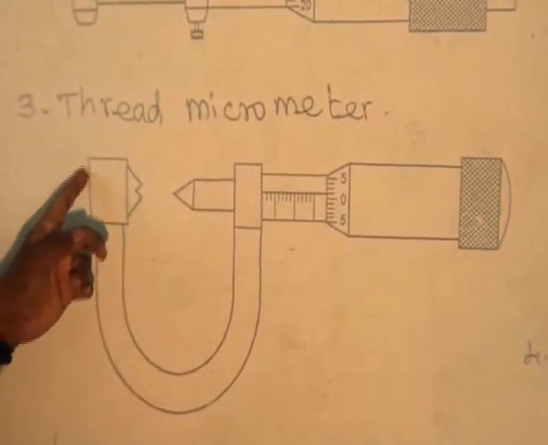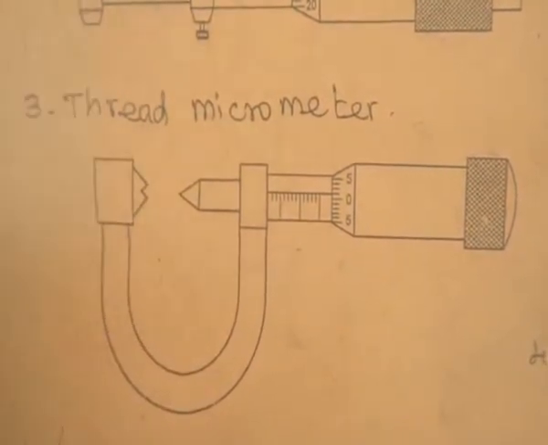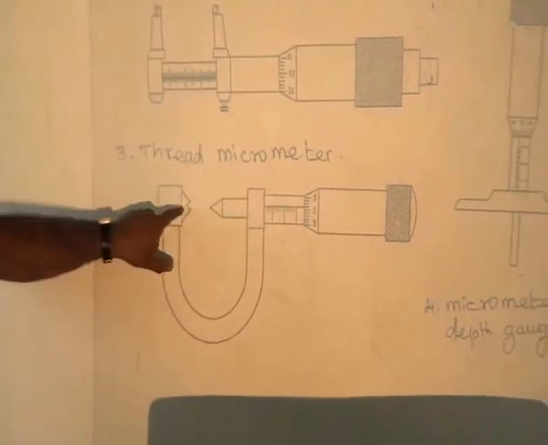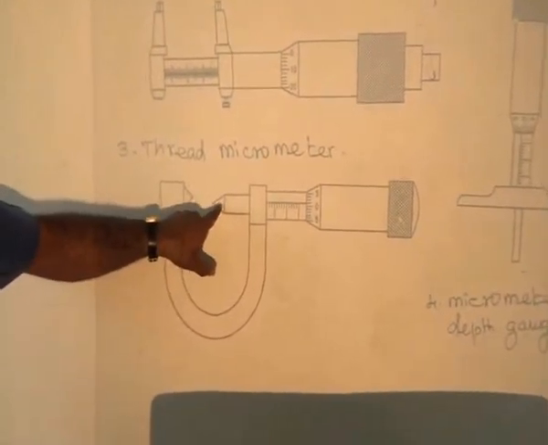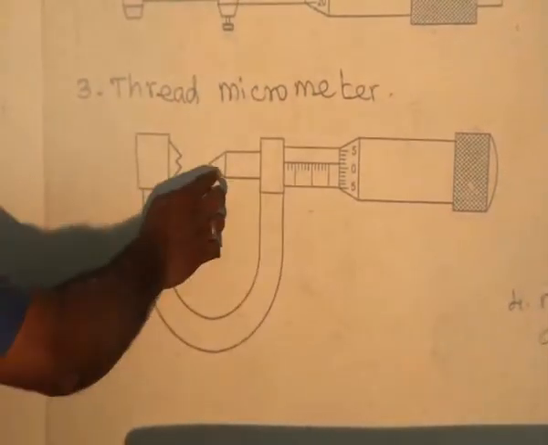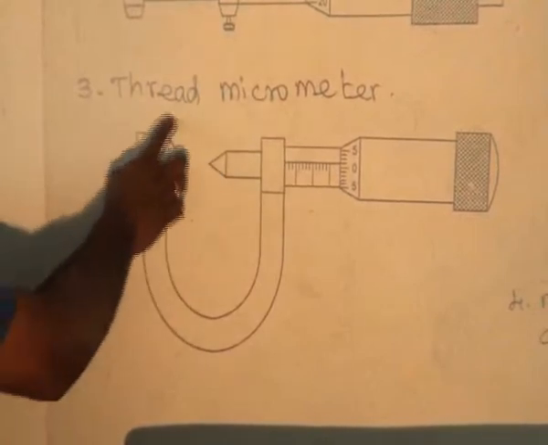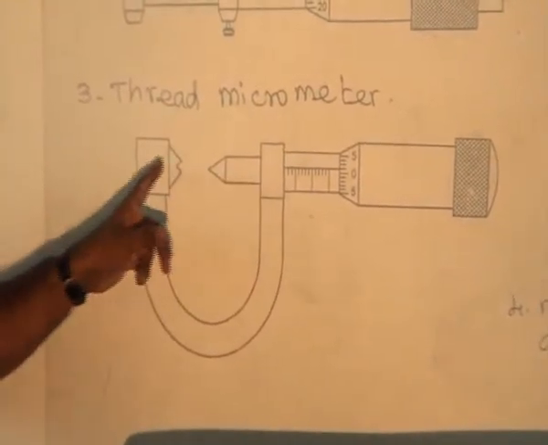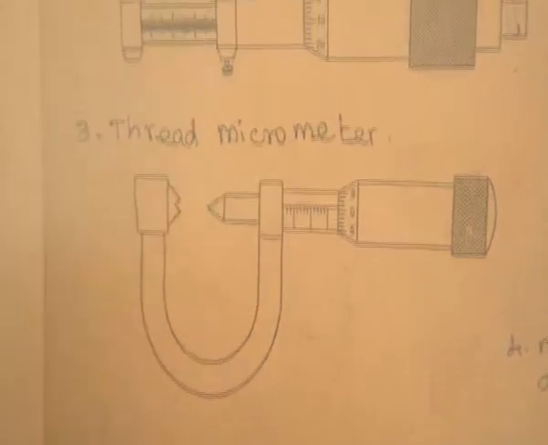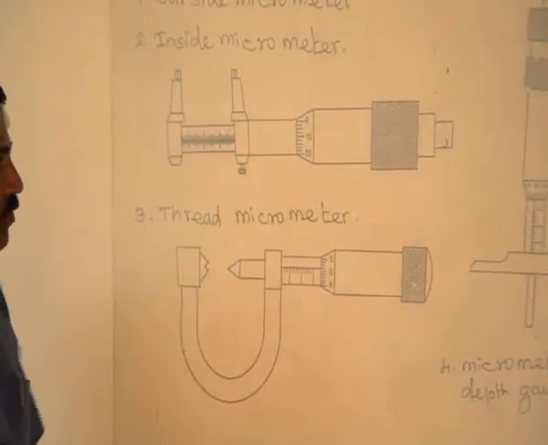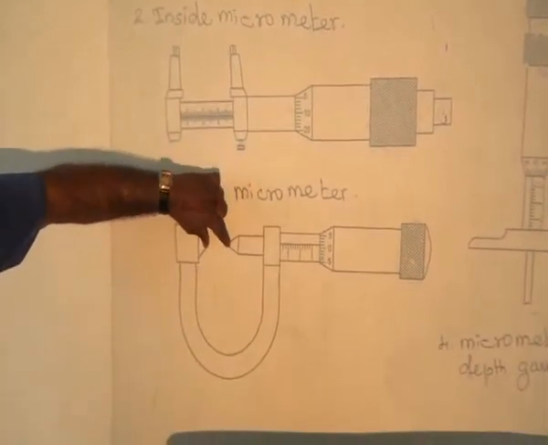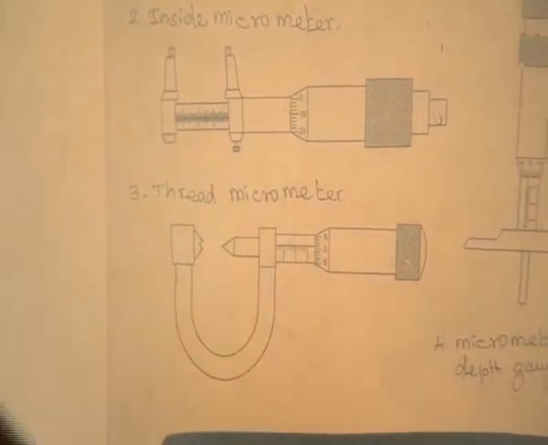In this thread micrometer, the anvil is different from the ordinary micrometer. See this anvil. It fits onto the thread form, and internally we have to move it in the thread. So the minor diameter we can measure by using the micrometer. The shape of the spindle and the shape of the anvil differ compared with the other type of micrometer. These two types of micrometers we discuss here. Micrometers we have to check by using the thread micrometer.